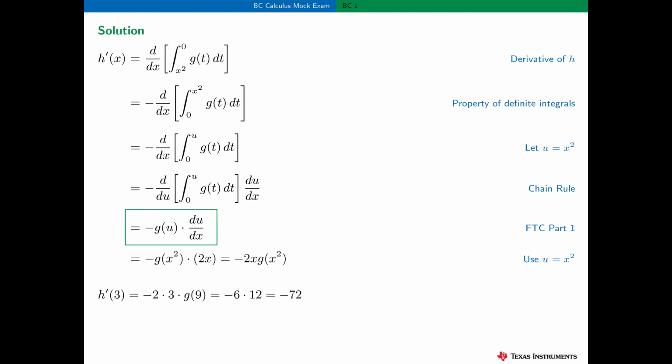Using the Fundamental Theorem of Calculus, I now have minus g of u times du dx. I'll bring everything back to the x world using the original connection between u and x, and simplify. So here's an expression for h prime of x. And then I'll simply find h prime of 3. We're given that g of 9 is 12, so h prime of 3 is equal to minus 72.